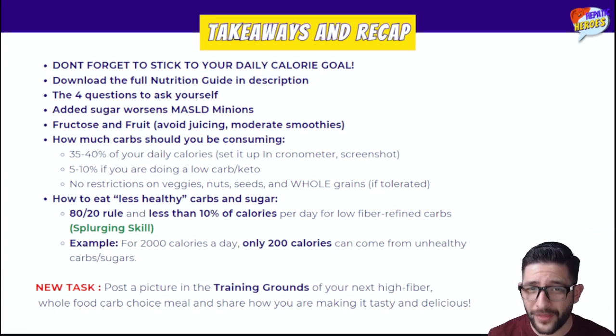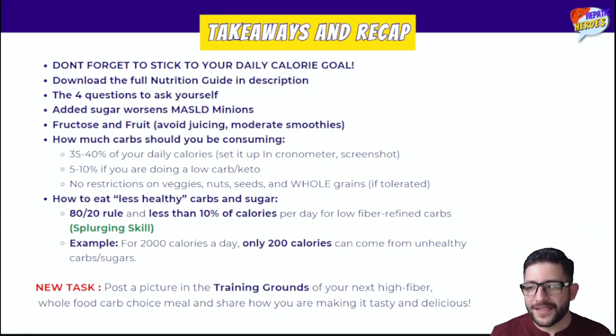Now, how many of your daily calories should be coming from these healthier carbs? Well, as a general rule of thumb, you want about 35 to 40% of your daily calories to be coming from carbohydrates, which you can actually set up in your chronometer in your settings. Now, if you're following a more low carb or ketogenic diet approach, then you want to stick to about 5 to 10% of your total daily calories to come from these carbs. Now, there's no restrictions on veggies, nuts, seeds, and whole grains, like real, true whole grains, if you tolerate them. And again, moderate consumption of whole fruits, and we want to reduce the amount of added sugar as much as possible.